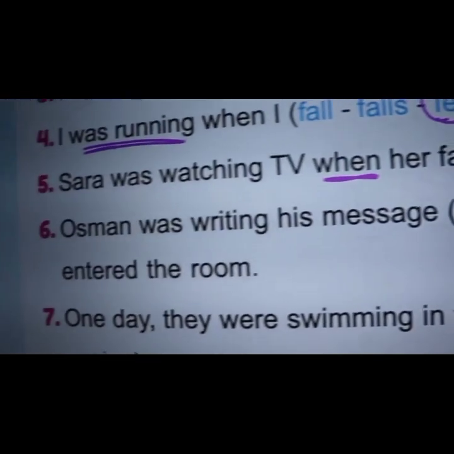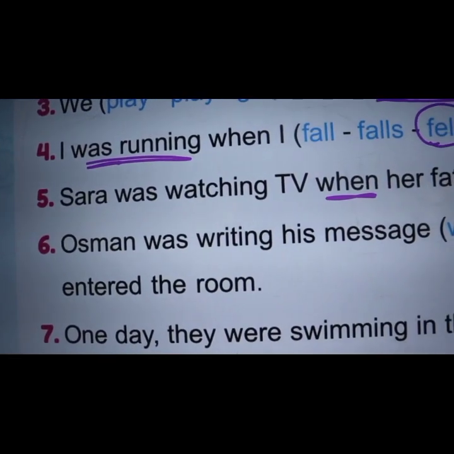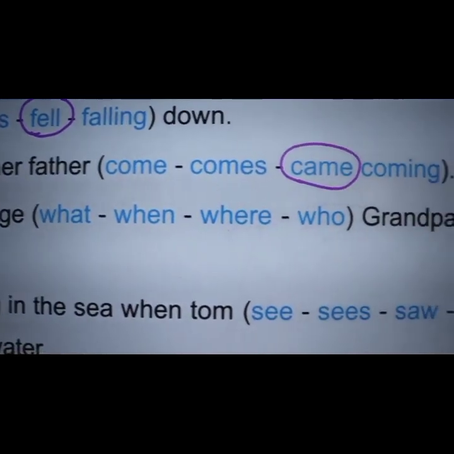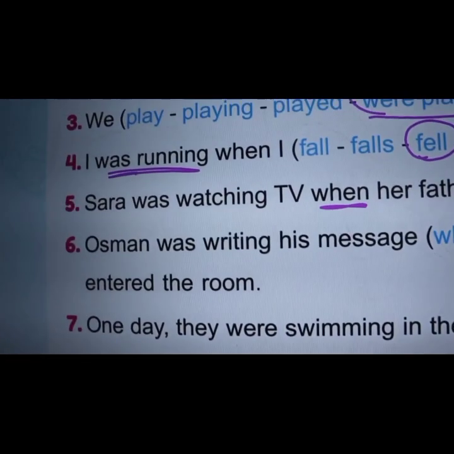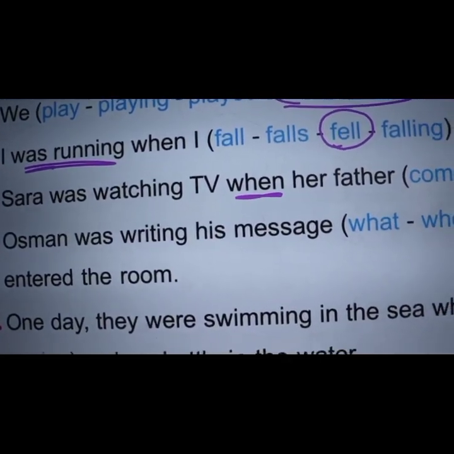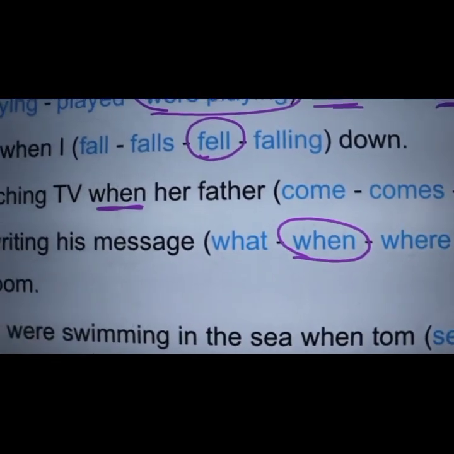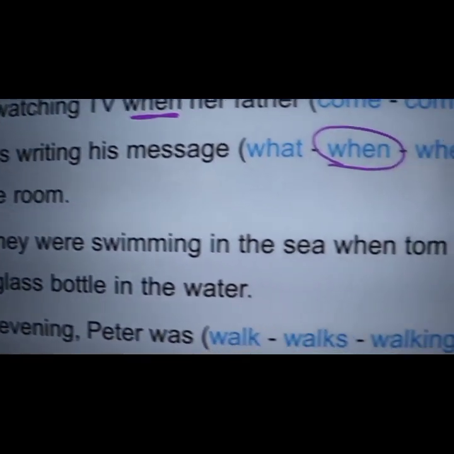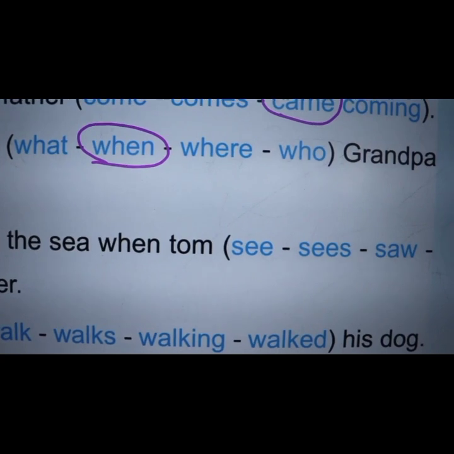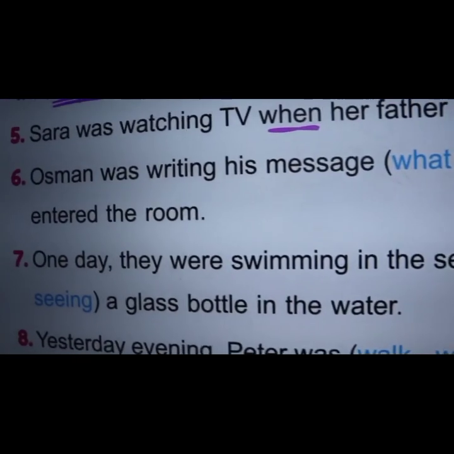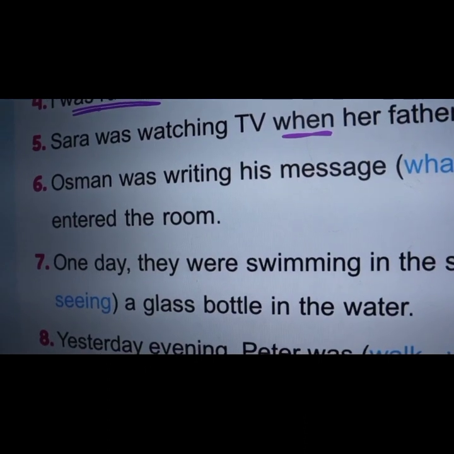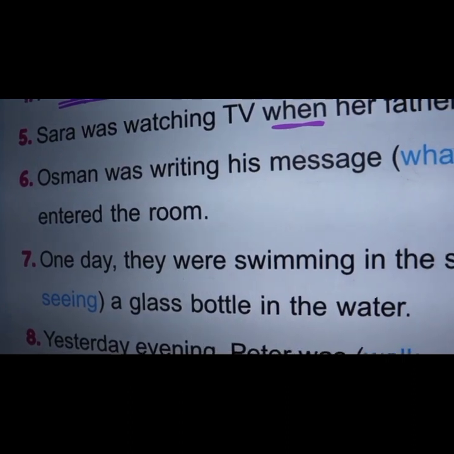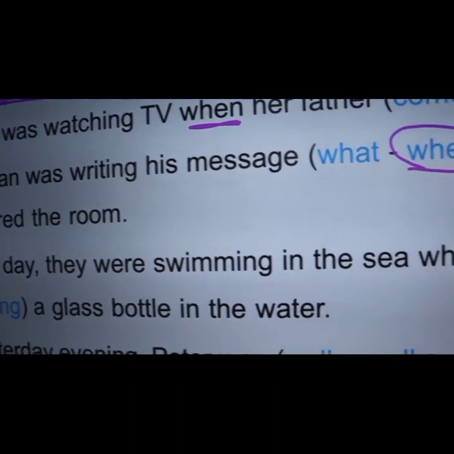Past simple tense. Number 6, Osman was writing his message what or when or where or who grandpa entered the room. When we want to link the two sentences in the past, we use when. Number 7. One day they were swimming in the sea when Tom sees a glass bottle in the water. Here the second verb in the action must be in the past simple tense, so when Tom saw, because Tom is singular.